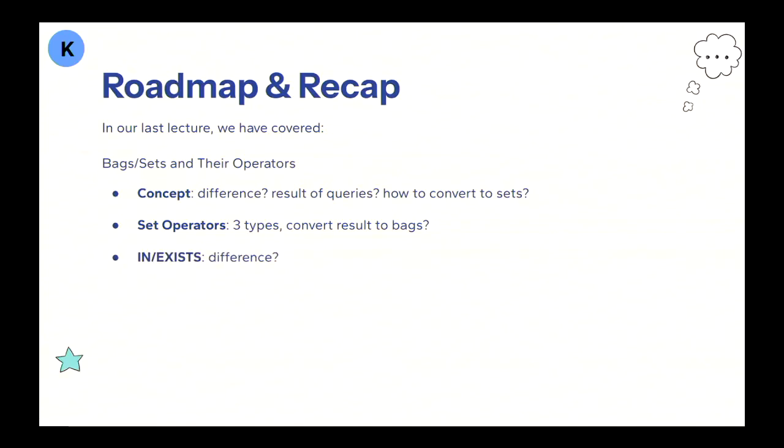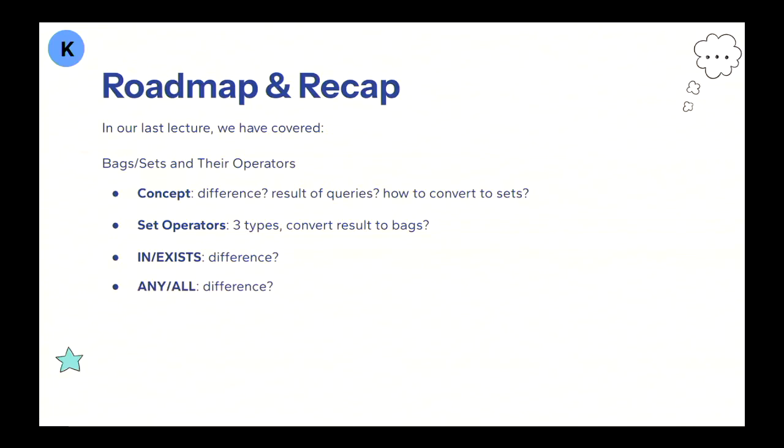And there are some more concepts here. We have also covered the operators in and exist. So what's the definition for in and exist? What's the difference between them? In is very straightforward, right? We just check whether an element is in the set or bag or not. So that's straightforward. So what about exist? Exist will give us a Boolean value. It will give us true if the operand is not empty. So this is exist.